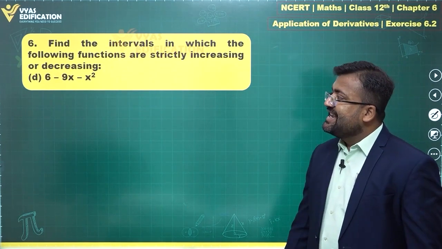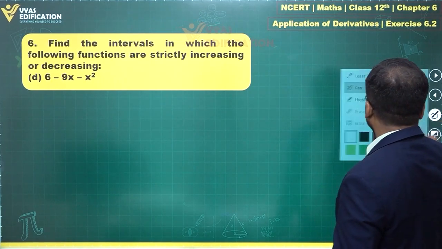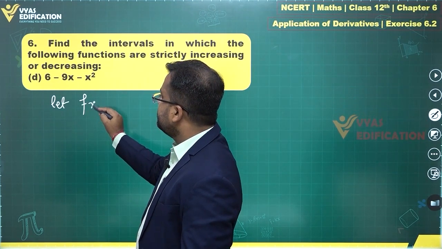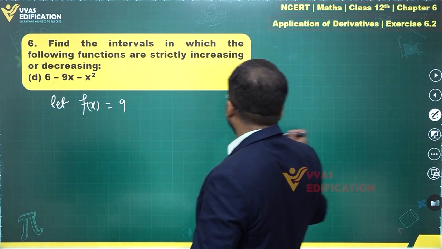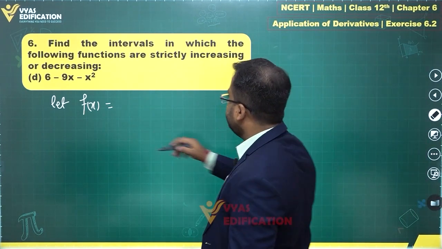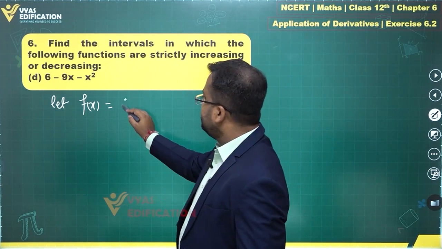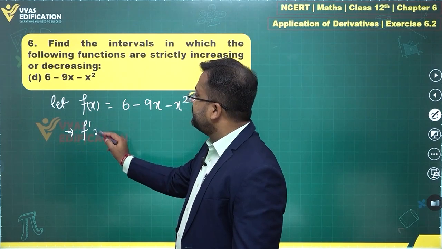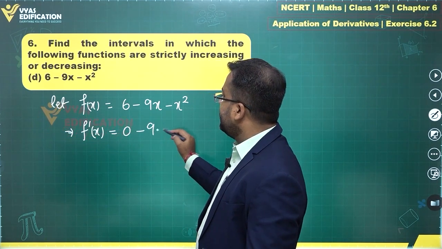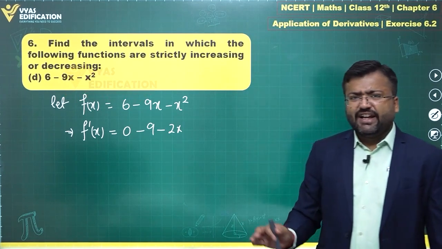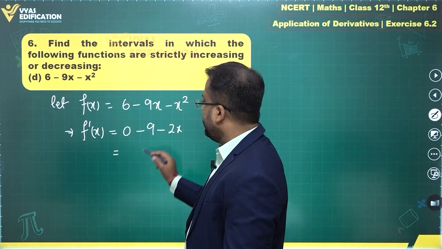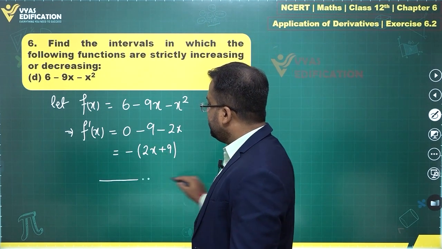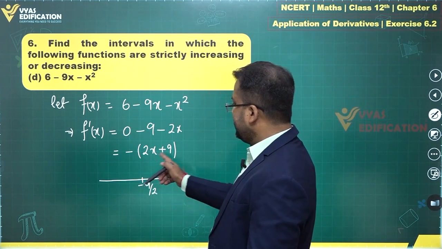Let's see part D now. Part D says 6 minus 9x minus x squared. This is the next function that we have, and we are supposed to check the similar thing. So let f(x) equal 6 minus 9x minus x squared, and this gives me f prime x equal to 0 minus 9 minus 2x. I can take out a factor of minus common from here, and what will remain is minus of (2x plus 9). The critical point, as you can observe, is minus 9 by 2, where this derivative is 0, right?